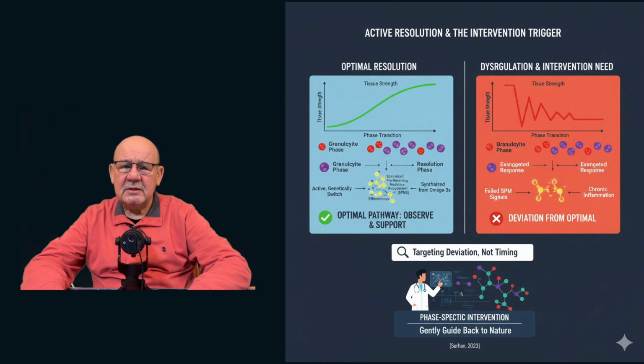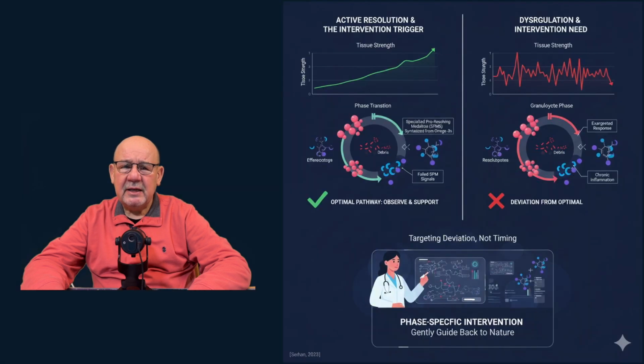Timing alone is insufficient. The primary criterion must be evidence of dysregulation. Intervention is only necessary when the reparative function is compromised due to disturbances or deviation from the optimal trajectory, events that can occur not rarely and in highly varied ways. Our action must therefore consist of optimizing the inflammation by gently guiding it back to its natural state.